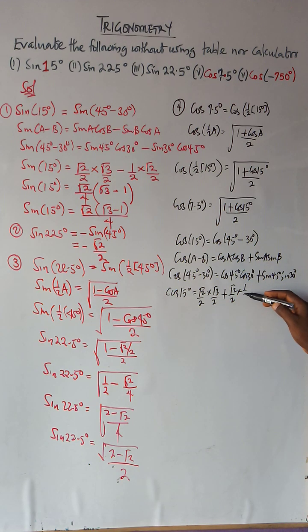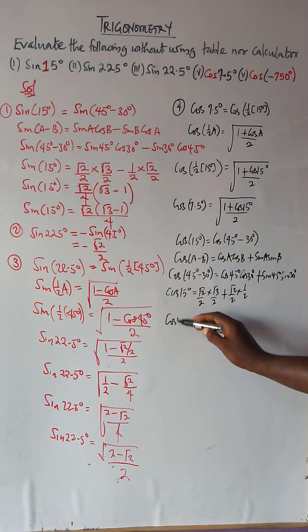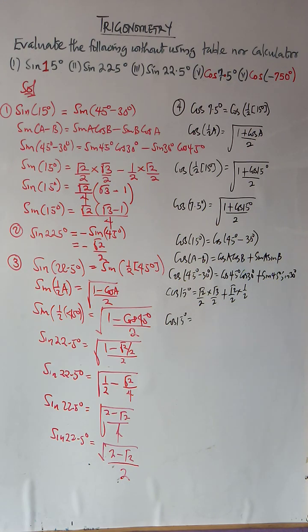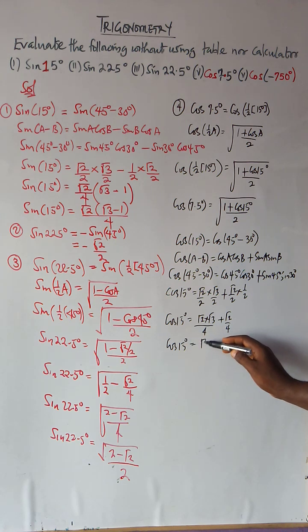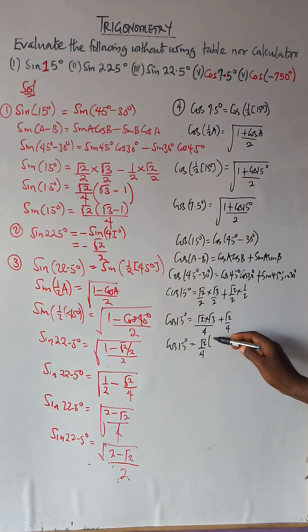Sin 30 is 1 over 2. So from here, cos 15 becomes, let's write together, root 6 over 4, or let's say root 3, root 2 times root 3 over 4 plus root 2 over 4. If I factorize root 2 over 4, we will have root 3 plus 1. That's cos 15. Then we'll come back here.